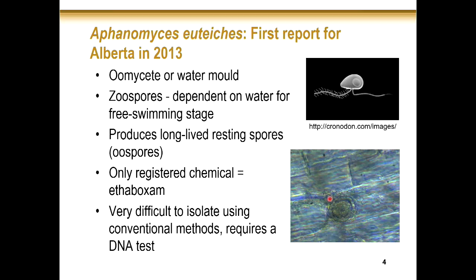Currently, there's only one registered chemical against this pathogen, and that is called ethoboxam. Trade name is Intego Solo, but it's only registered for early season suppression of this disease. And it was registered on all pulse crops in 2015, except for peas. So in 2015 and 2016, there was emergency use granted for this chemical on field peas, and I think they're pursuing full registration for peas.